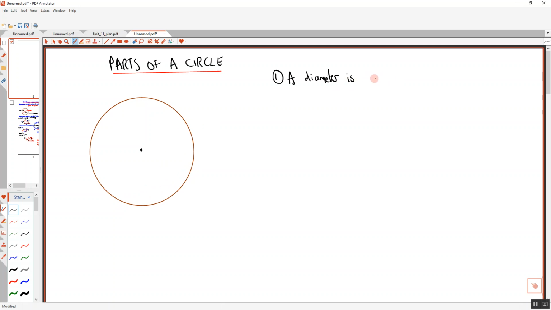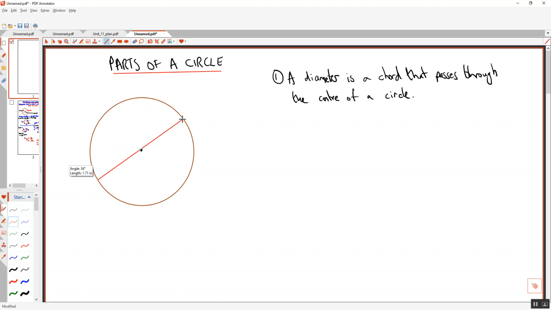So a diameter is a chord that passes through the center of a circle. Okay, so I've used another word there that means we're going to have to define what it is. What word have I used? Yeah, chord, okay. So there's my diameter.